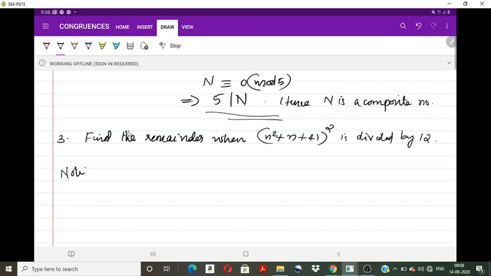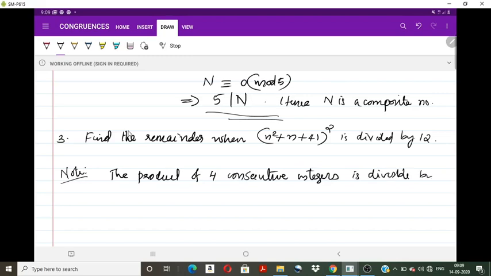First notice that the product of 4 consecutive integers is divisible by 12. That is, if we consider n for the integer, we have n minus 1 into n into n plus 1 into n plus 2 will be the four consecutive integers. This is congruent to 0 modulo 12.